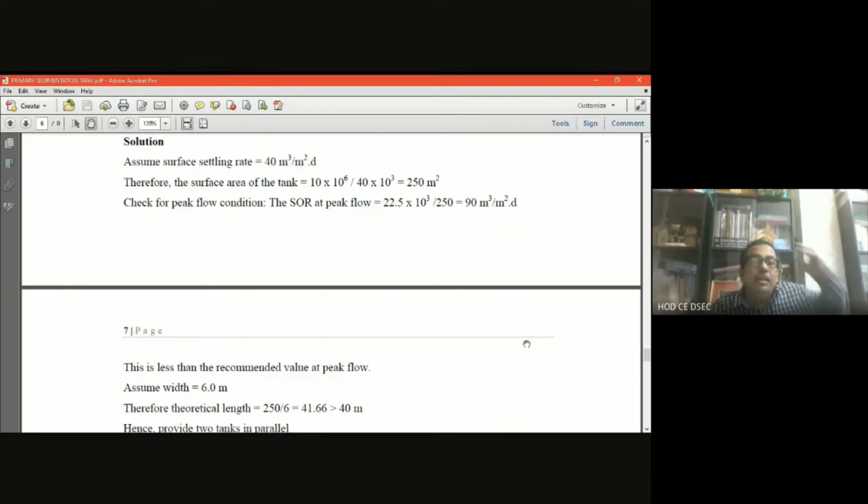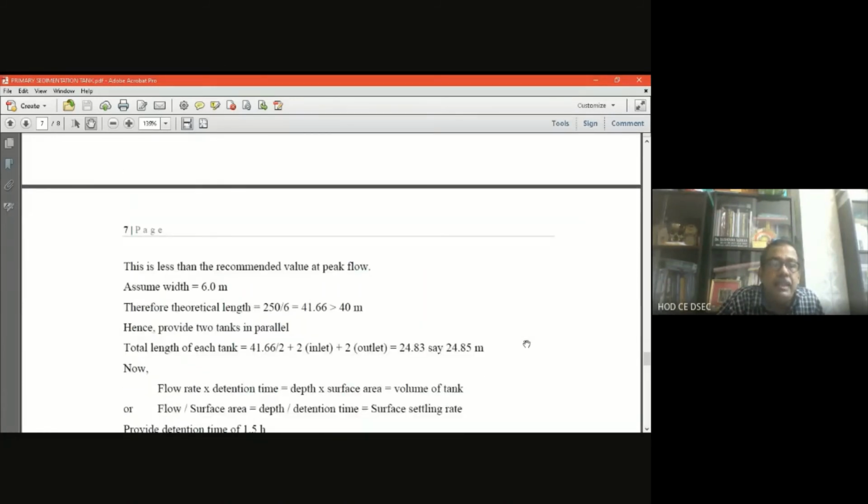So this is the basic thing: you have to design on the average flow, but you have to check with the peak flow condition. This is the basic consideration in the design of the PST, primary sedimentation tank.